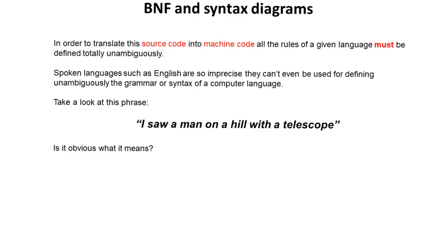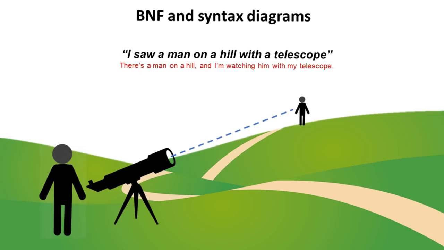Just as an example, take a look at this phrase: "I saw a man on a hill with a telescope." It's pretty obvious what that phrase means. You've probably conjured an image up in your mind. But to a computer program, it's not obvious. What does this phrase actually mean? There's a man on a hill and I'm watching him with my telescope.